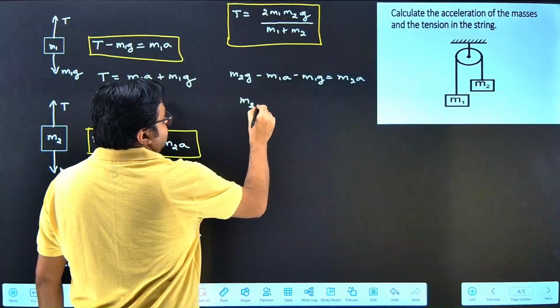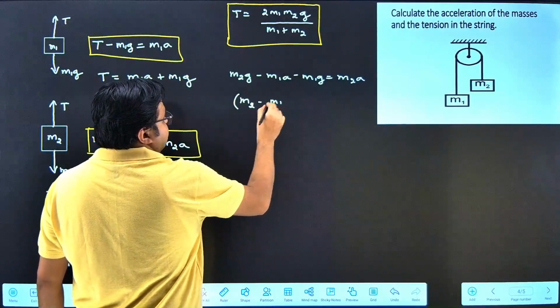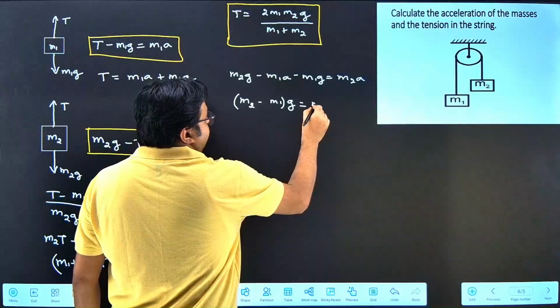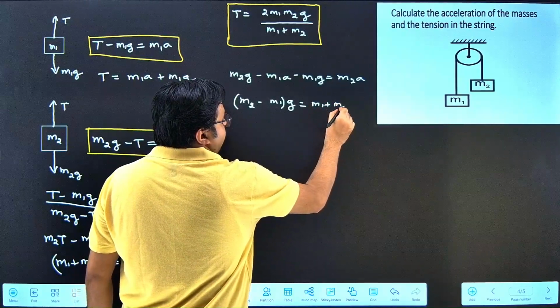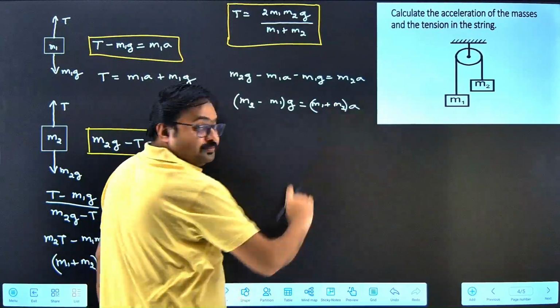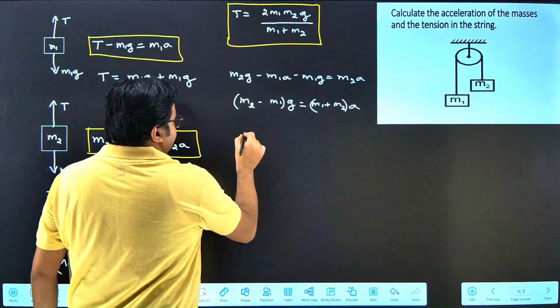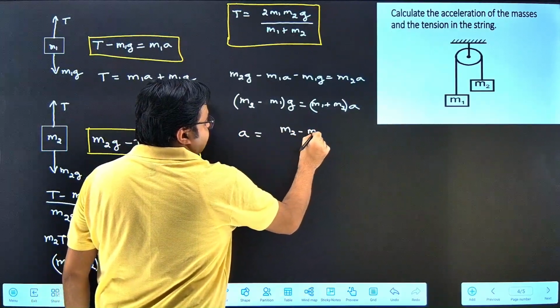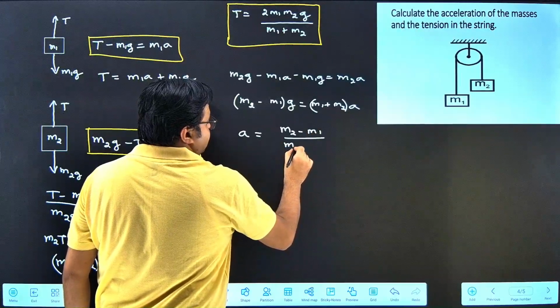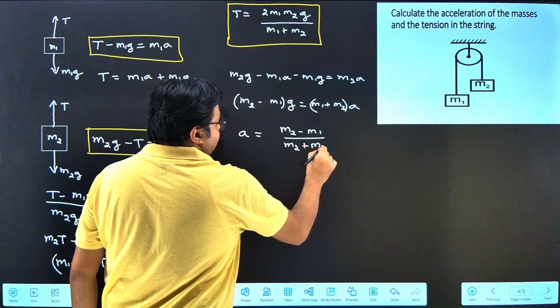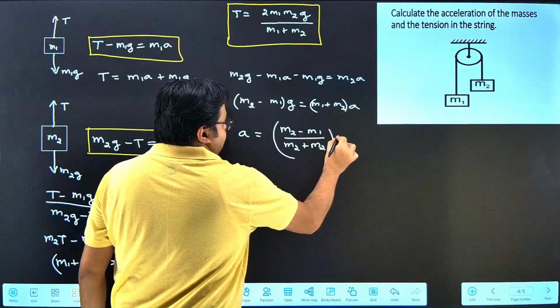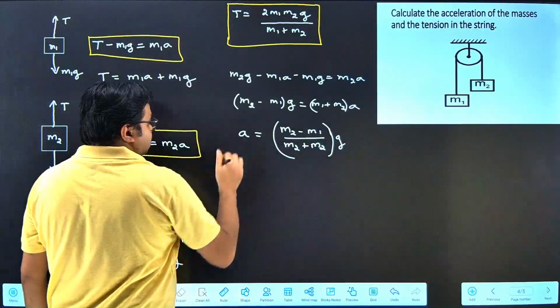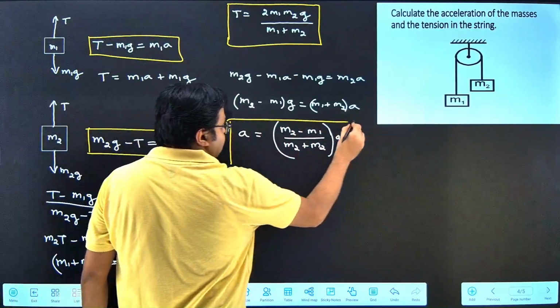So we have m2 minus m1 multiplied by g equal to m1 plus m2 multiplied by A. So that's what you have. A, the acceleration, would now be equal to m2 minus m1 divided by m2 plus m1, if you like it, whole multiplied by g. So this becomes the acceleration.